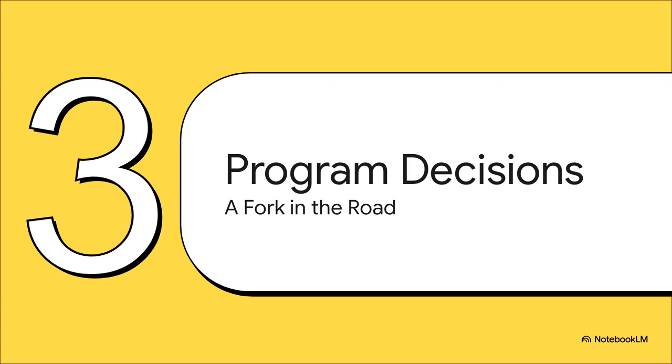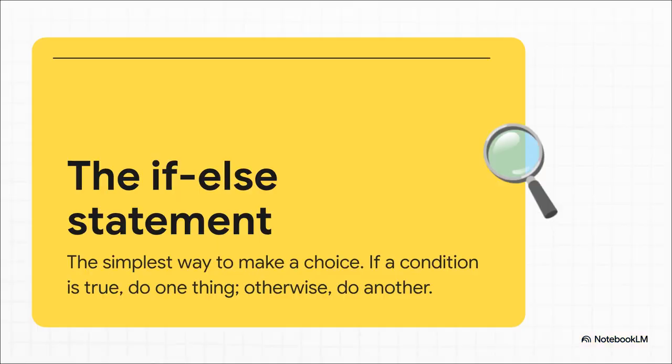Okay, so right now our program is pretty dumb. It just runs in a straight line from top to bottom. But that's not how smart programs work, right? The real power comes when we teach our code how to make decisions, how to react based on the information it's given. And this right here, the if-else statement, is the most basic decision-making tool in all of programming.